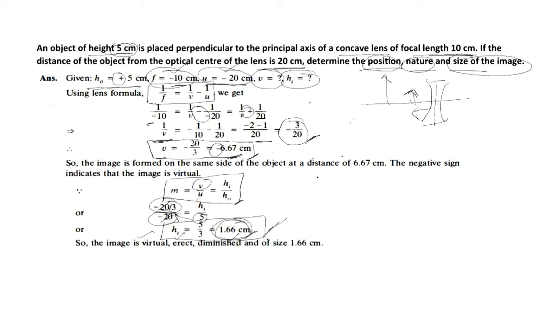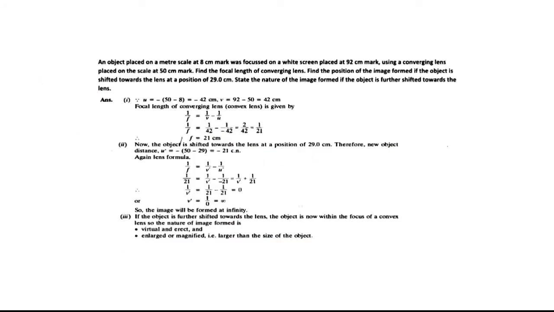Clear? Now the next numerical is: an object is placed on a meter scale at 8 centimeter mark. Suppose you have a meter scale like this, 0 to 100 centimeter. The object is placed at 8 centimeter mark, and focused on a white screen placed at 92 centimeter mark. Here is the 92 centimeter mark. So screen is placed at 92 centimeter mark and object is placed at 8 centimeter mark.